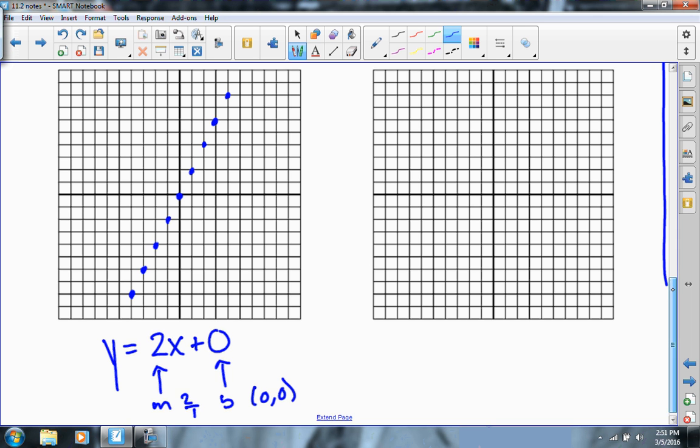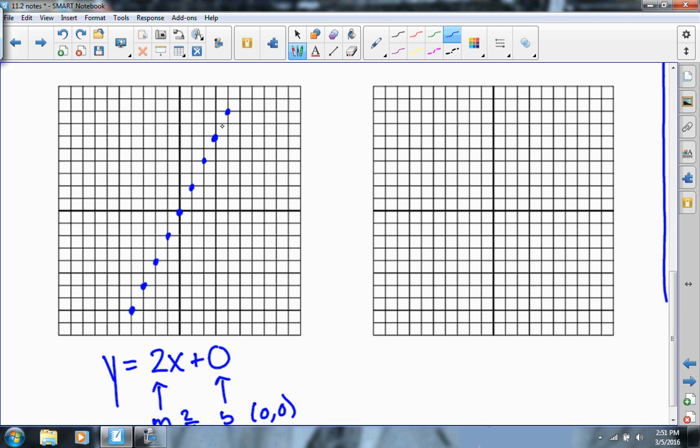So you can see that that's a connection there between how we've been graphing before. We're starting at 0, 0, and we're going up 2 and over 1, up 2 and over 1, up 2 and over 1. And since this is a straight line, it's a linear relationship. It goes through the origin. Again, that's all confirmation that it's a direct variation relationship.